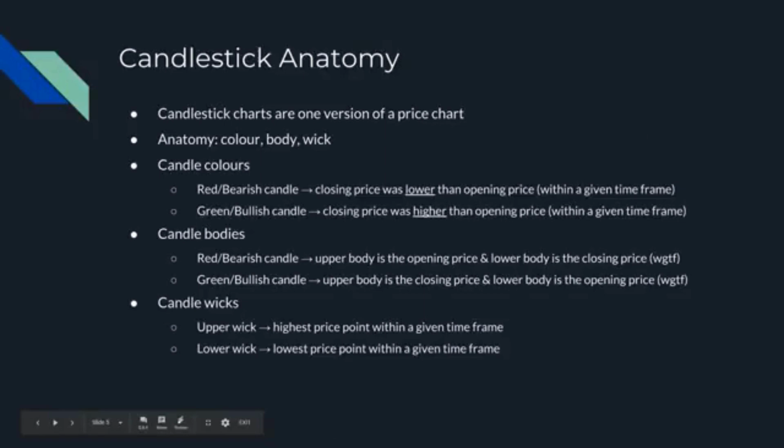We're going to break the anatomy of Japanese candlesticks down into three constituent parts. The first is the candlestick color. A red or bearish candle indicates that the closing price was lower than the opening price within a given time frame, and we will talk about time frames, so don't worry. The opposite of that is that a green or bullish candle suggests that the closing price was higher than the opening price within a given time frame. So that's candlestick colors.